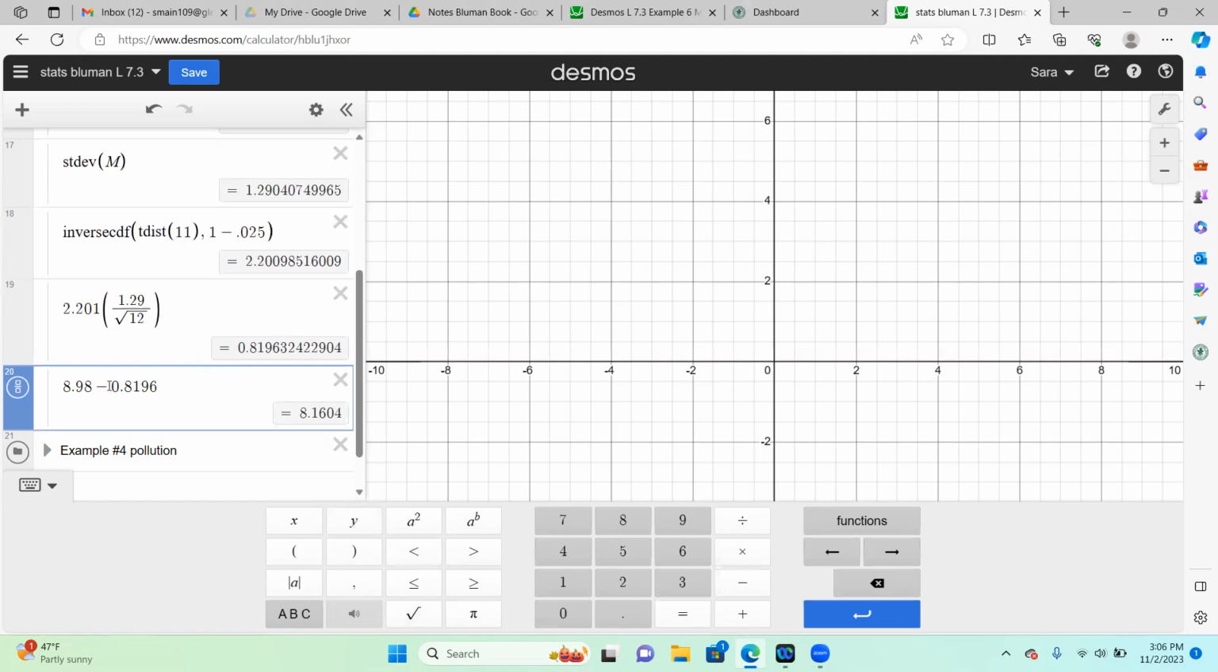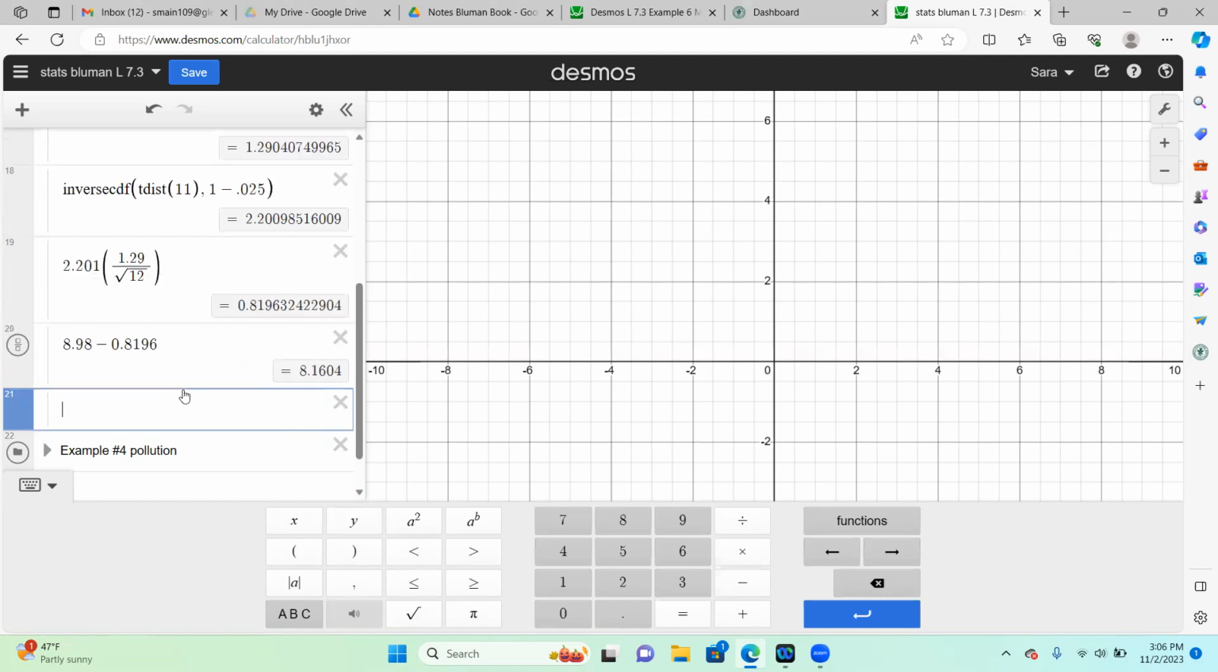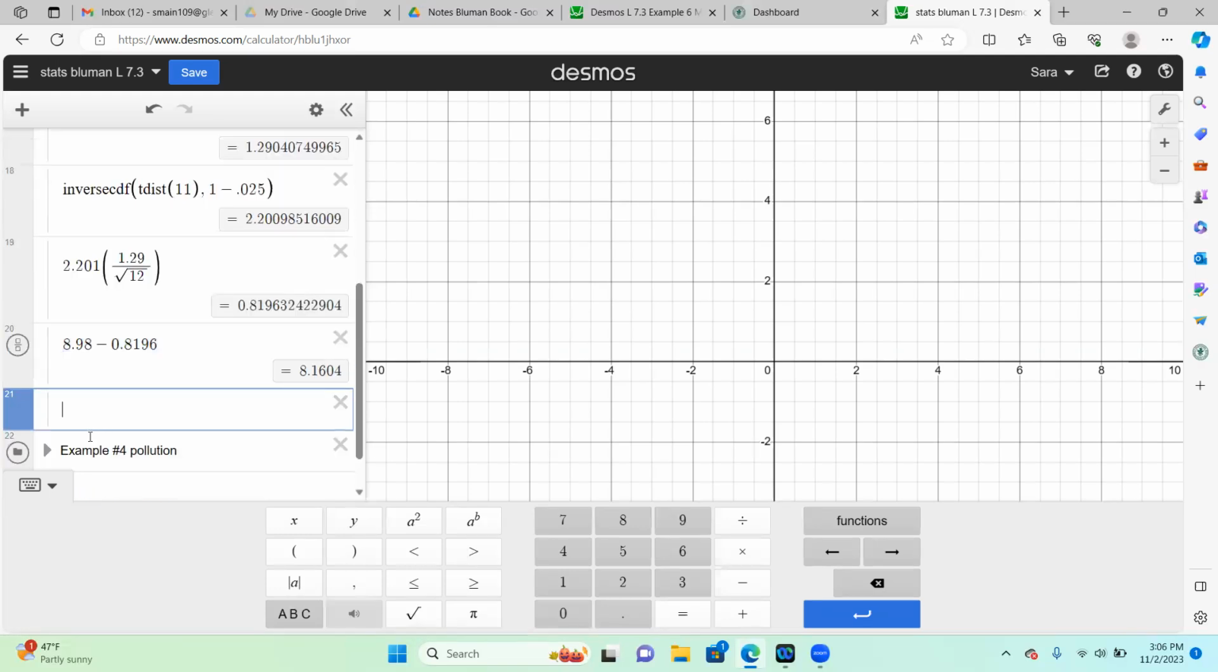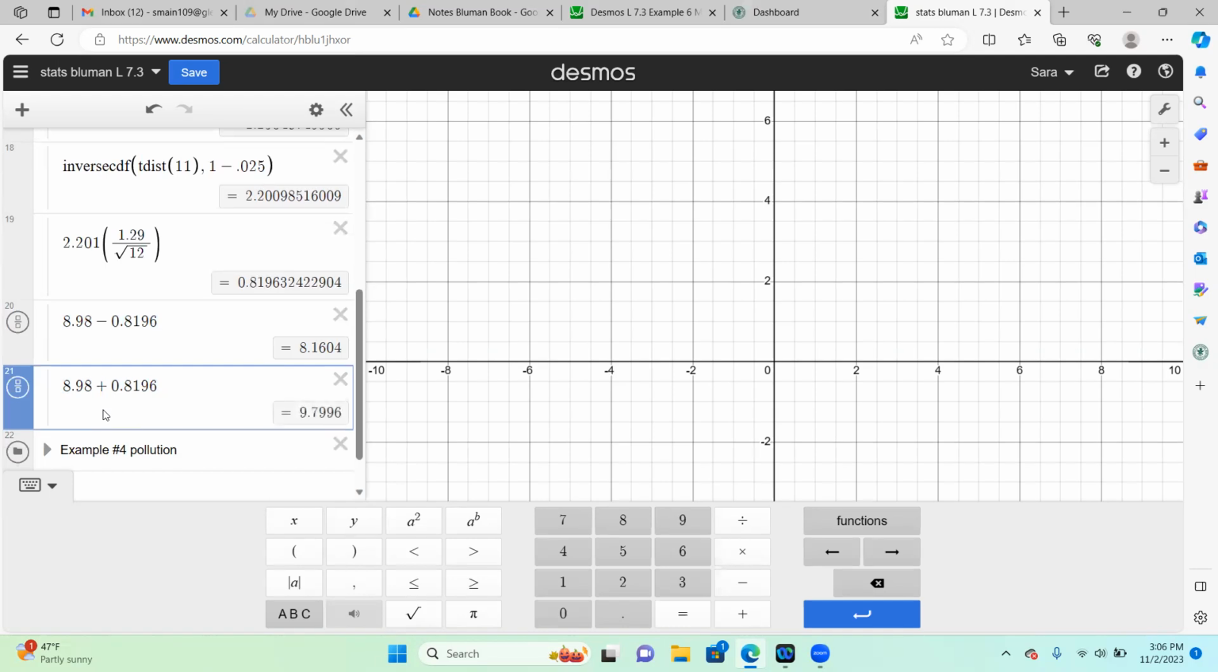And then I'm going to just show you how I'm going to make another row, and I'm going to copy that. And you're going to just show me all this, because you're going to have a project where you're going to have your own data, and you're going to go through all of these steps on your own for your project. So it'll be great practice for the final. So your upper bound is 9.7996.